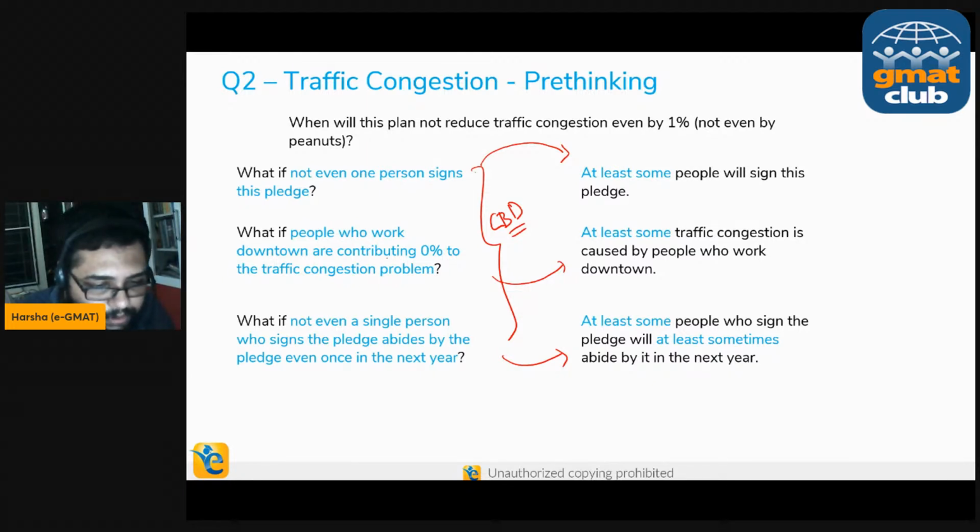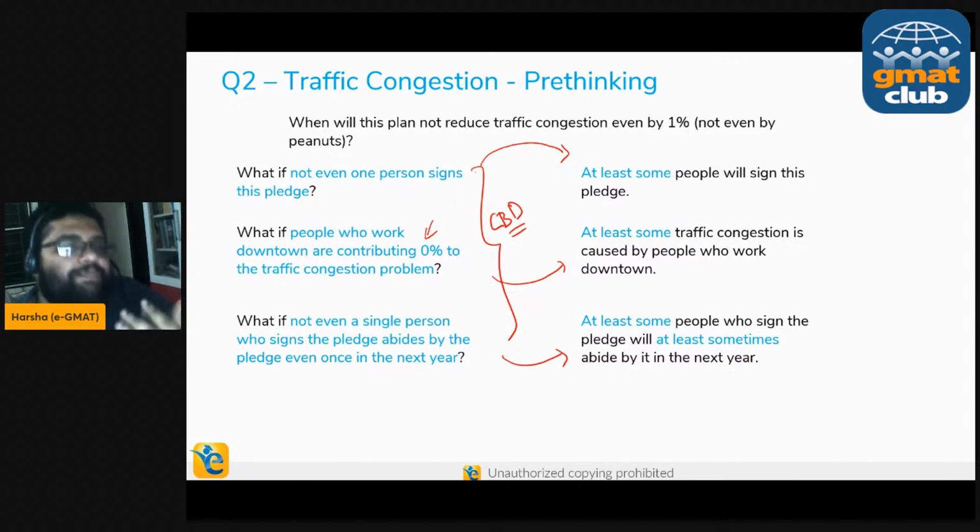What if people who work downtown are contributing 0%? So what's the assumption there? Some non-zero amount of traffic congestion is caused by these people who are working downtown. Otherwise, what are you doing with a plan to encourage these people? If they're not contributing to traffic congestion, what are you doing there is the question.